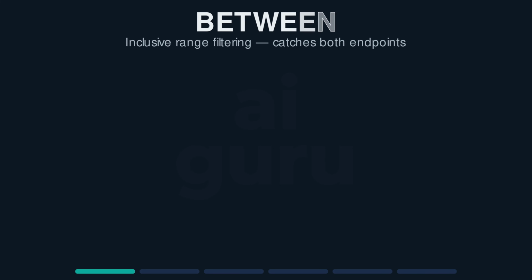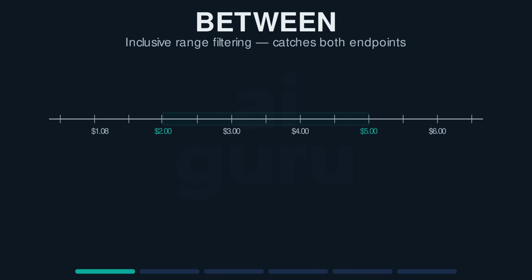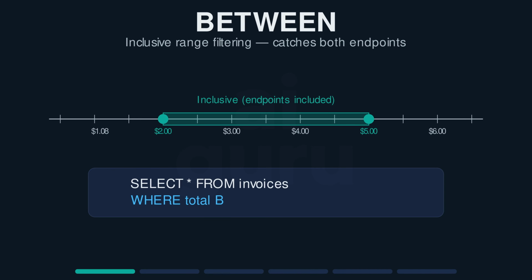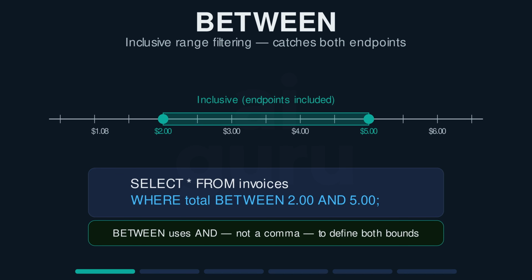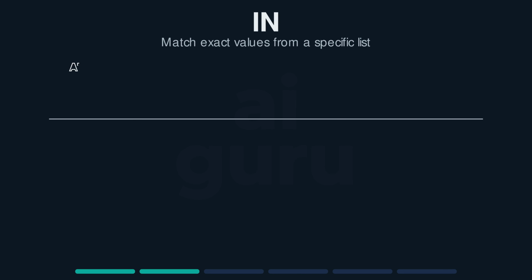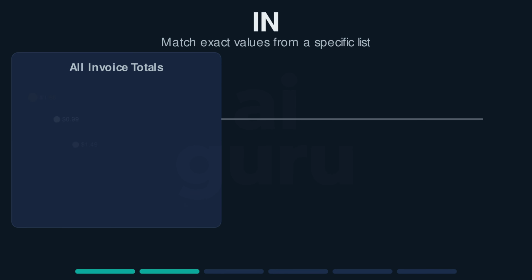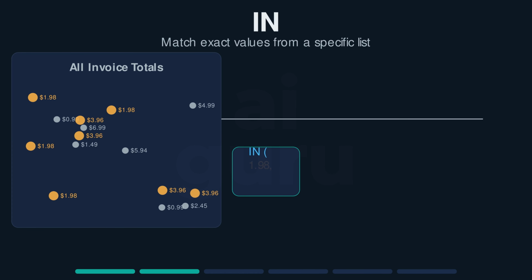I'm guessing we use the word BETWEEN. You do. You would write WHERE total BETWEEN 2.0 AND 5.0. The important thing to know about BETWEEN is that it is inclusive. It will grab the exact $2 invoices, the exact $5 invoices, and every single penny in the middle. Got it. What if I only want very specific disjointed numbers? Like I only want to see invoices that are exactly $1.98 or exactly $3.96 and absolutely nothing else.